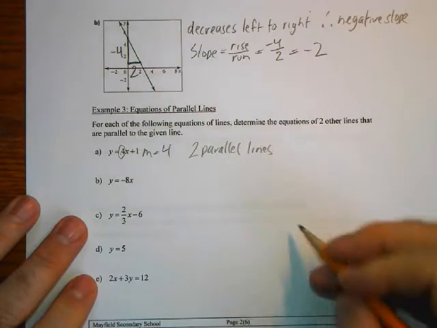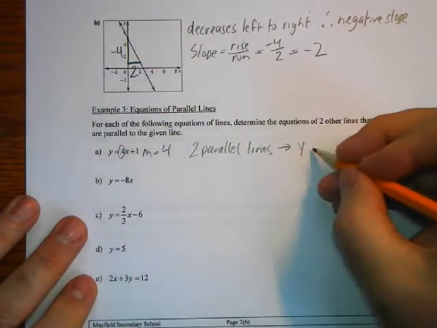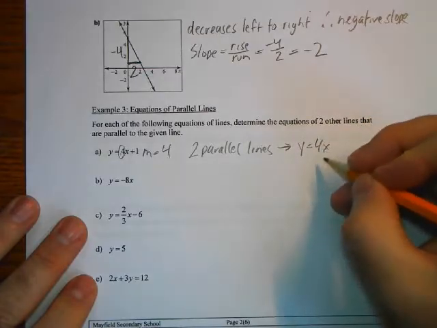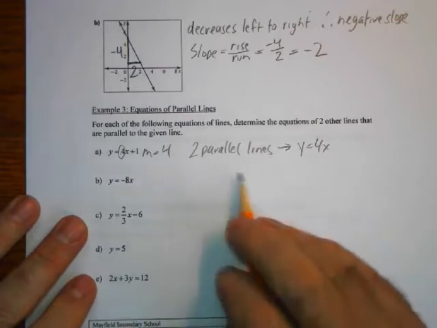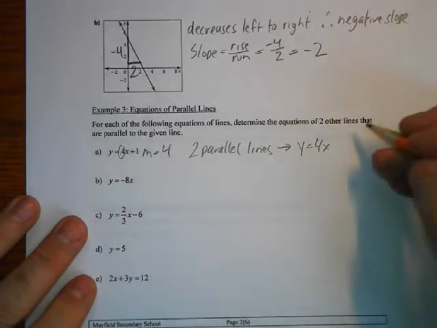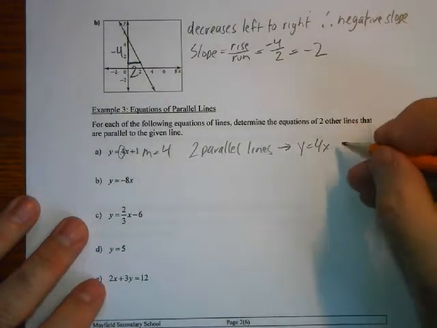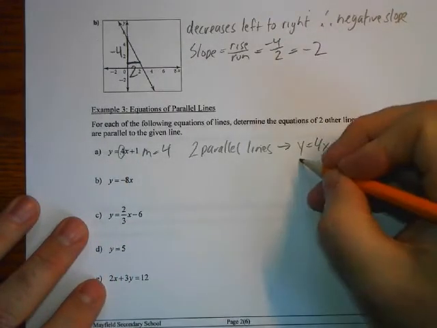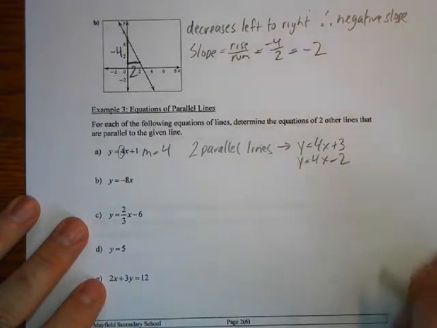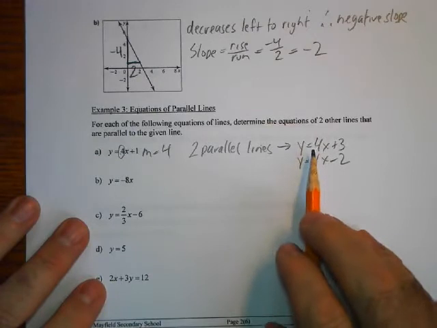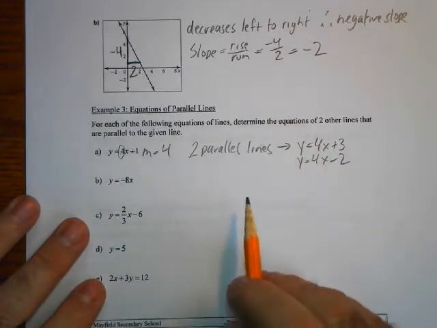So if I want two parallel lines, I'm just going to create equations with the same slope, the same m value, but a different y-intercept. And this can be anything. There's an infinite number of right answers here, as long as you don't use +1. That would be the same line, obviously. So I'm going to use +3, and y equals 4x, say -2. So there's two lines that have the same slope as this line, therefore they're parallel.